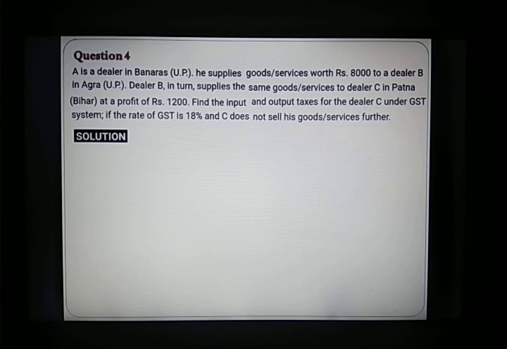If you see in this particular exercise, almost all the sums are the same. So just give it a try, and if you don't understand anything, you can ask me your doubts in the comment section.